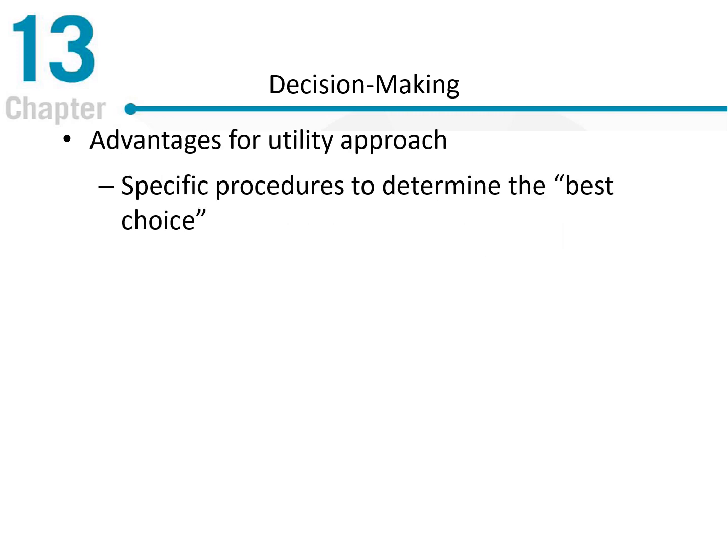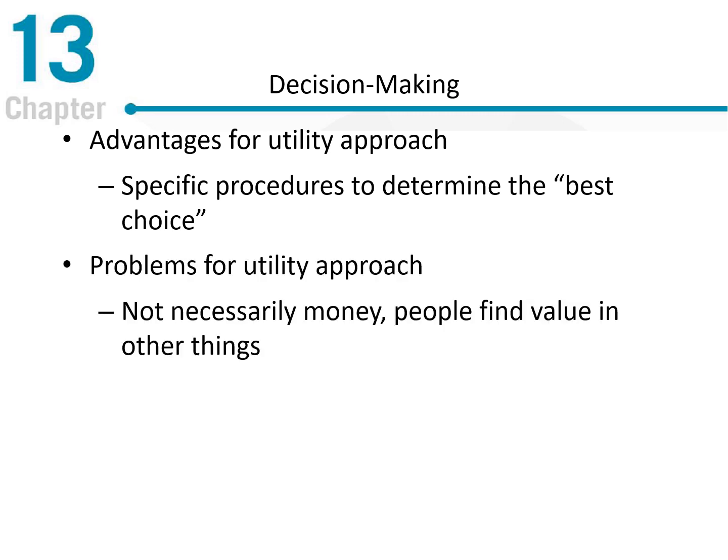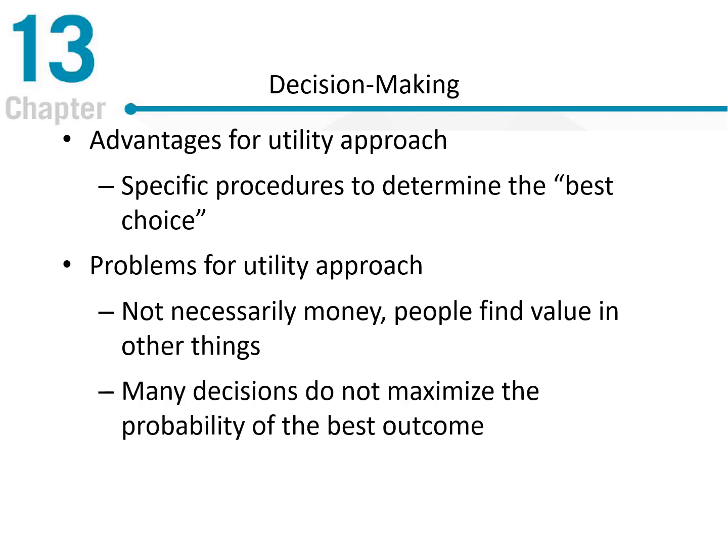Now, one of the advantages of the utility approach is that we could have specific procedures that make it possible to determine which choice would result in the best monetary value. However, not everything is about money. Decisions aren't necessarily about money, and as we know, people find value in other things. So this is one issue for the utility approach. And also, as we know, many decisions do not maximize the probability of the best outcome for the individual. Plainly put, people don't always make the best decisions.